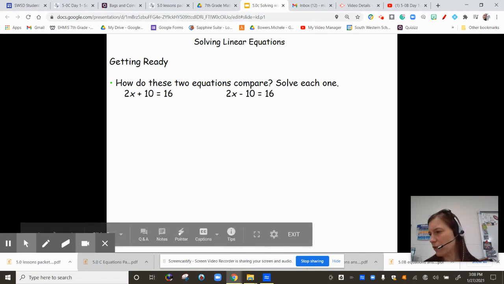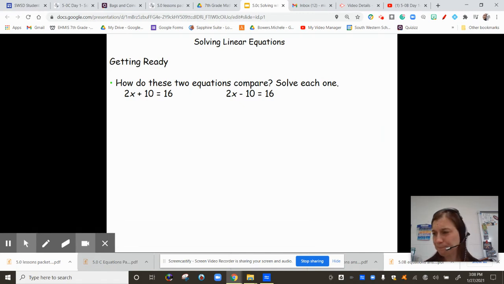Let's look at these two equations here on page 9 of your packet. It says, how do these two equations compare? And what I hope that you notice about them is both of them have the same numbers in them. They both have 2x, they have a 10, and they have 16.